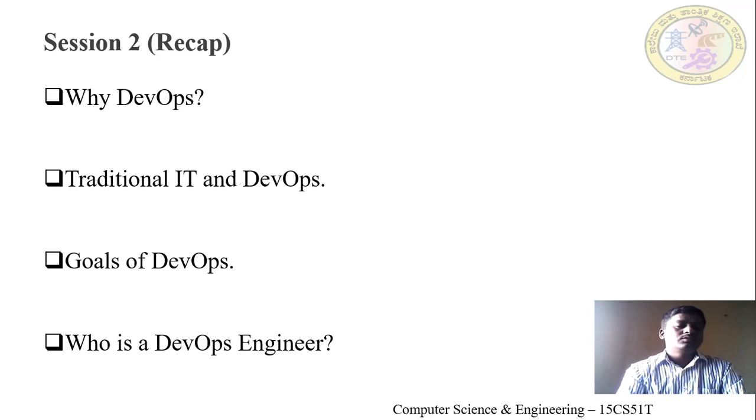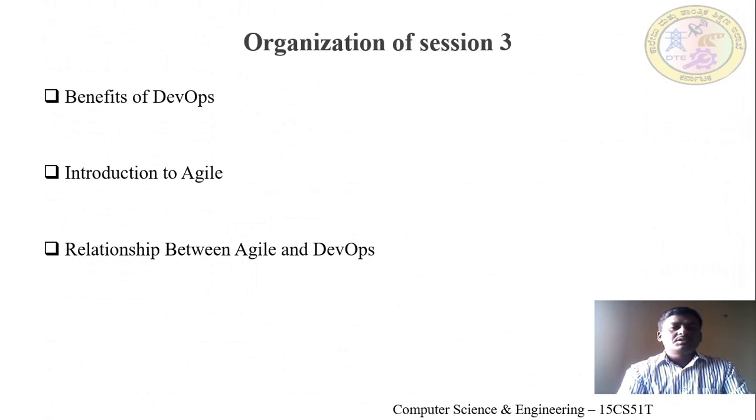And also we learned many goals of DevOps, and who is a DevOps engineer. A DevOps engineer mainly communicates with the developers, testers, and other staff. These are all the things I covered in session number 2. Now this session number 3 includes the benefits of DevOps, an introduction to Agile, then the relationship between Agile and DevOps. In this session I'm going to explain these things.